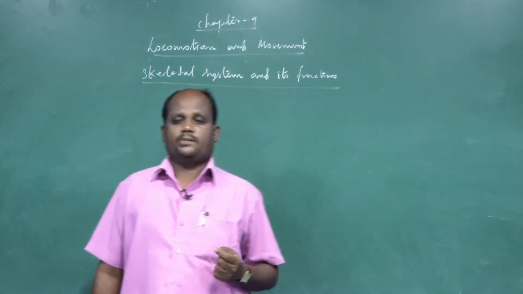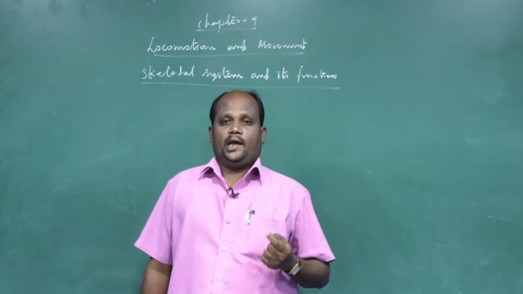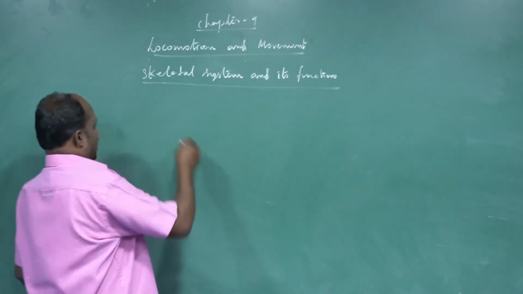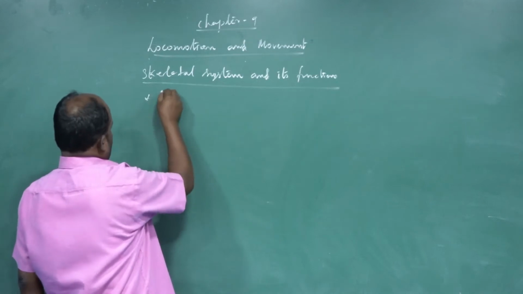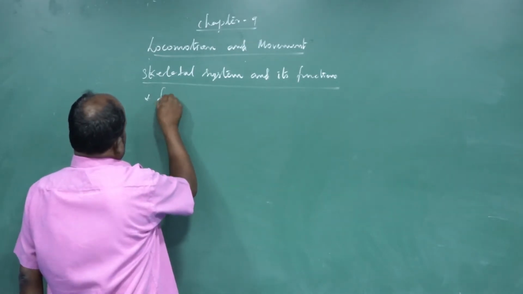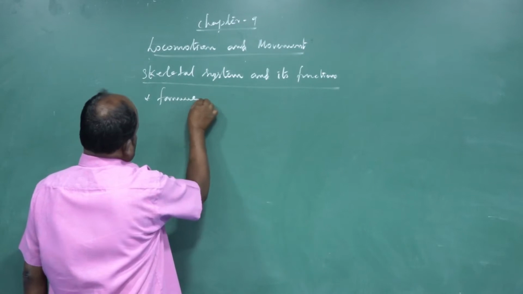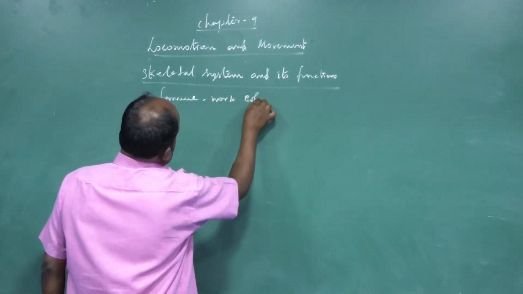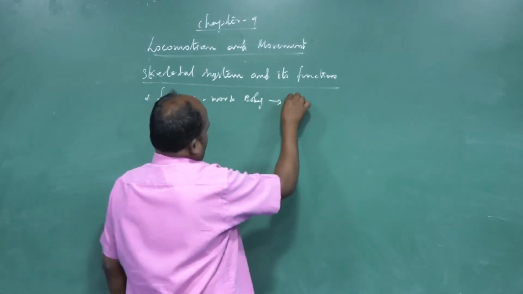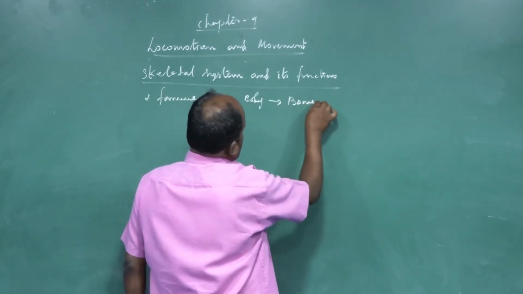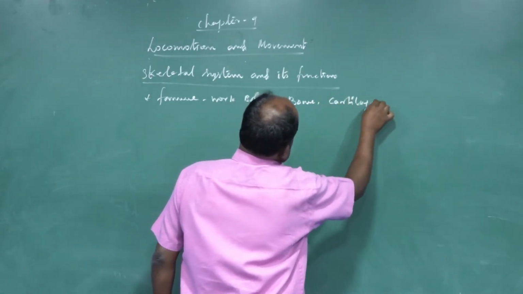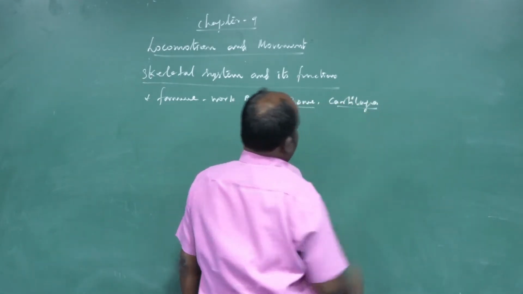The skeletal system is a framework made of bones and cartilages. The skeletal system constitutes the framework of our bodies. One is the bone, the second is cartilage.